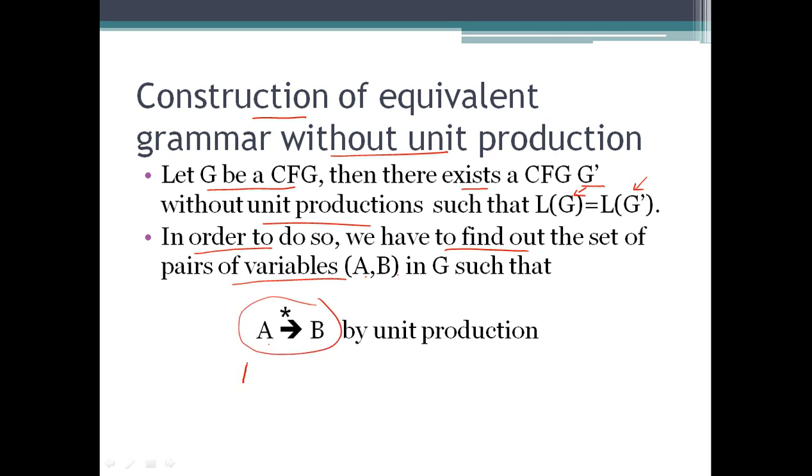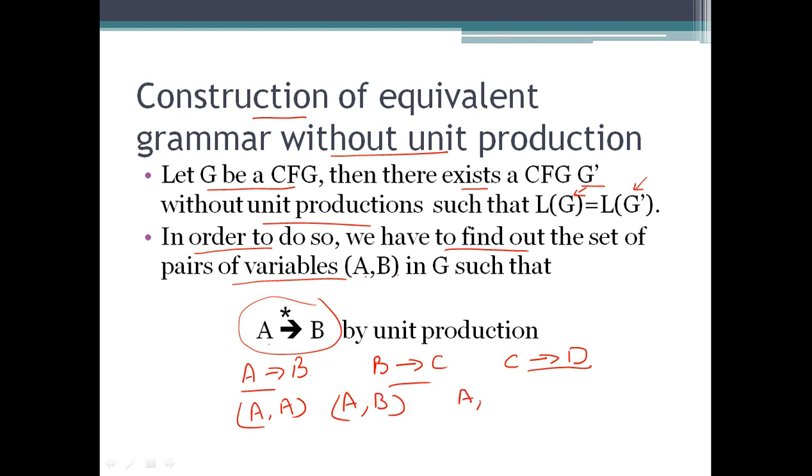Suppose A is rewritten as B, B is rewritten as C, and C is rewritten as D. So we have to find all such pairs that can be derived: A, A, A, B, A, C, and A, D. For A, you are going to get this combination. Let us understand with the algorithm.